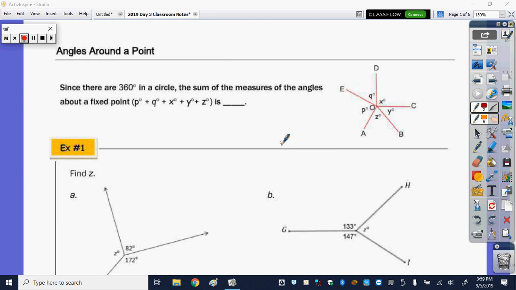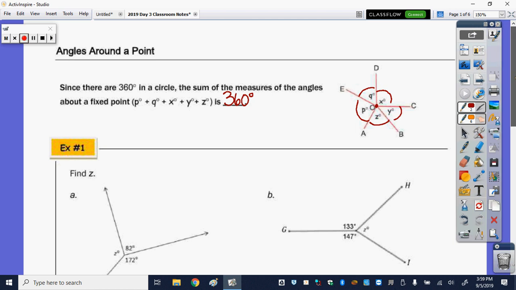So today we're going to take a look at angles around a point. Since there are 360 degrees in a circle, the sum of the measures of the angles about a fixed point is 360 degrees. So about fixed point O, we have angle X, angle Y, angle Z, angle P, and angle Q. The sum of those angle measures is 360 degrees.